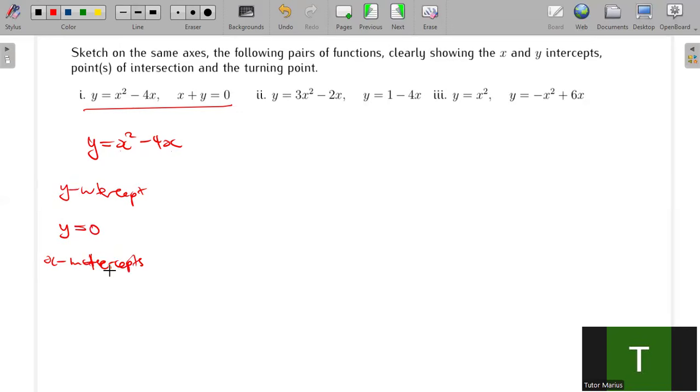X-intercepts. When you're dealing with a quadratic function, you're expected to have two x-intercepts. Here you see that it is raised to the degree 2. That means we require two x-intercepts, and we find these when y is 0. So we say x squared minus 4x, and y should be 0. So when y is 0, what do we get?